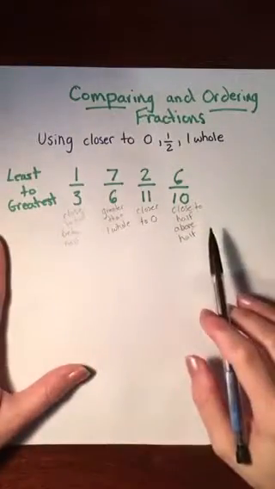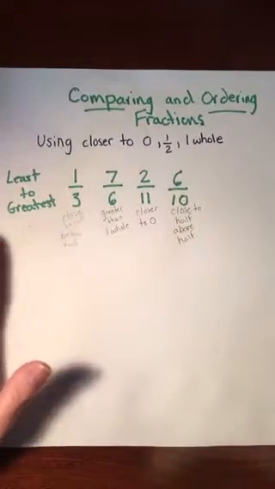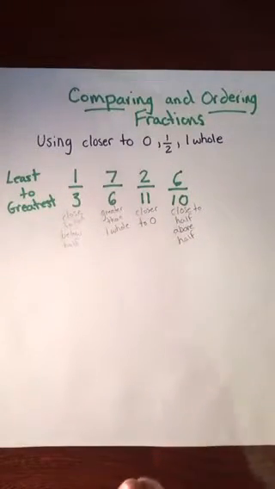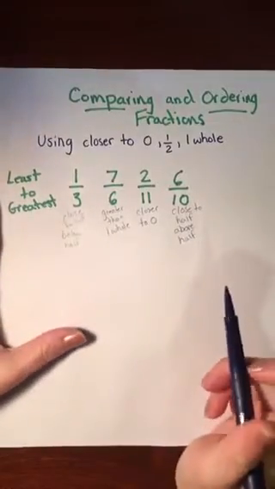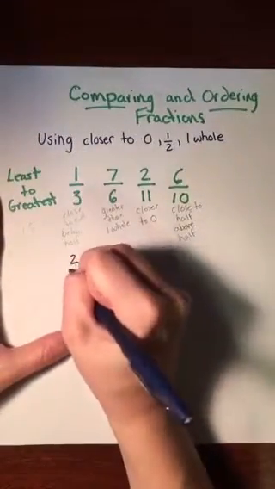Now if we look at all 4 fractions, we now have our notes written. We can now determine where to place them in the order from least to greatest. So which fraction is closer to 0? Well, that's 2 over 11, so we'll write that one down first.